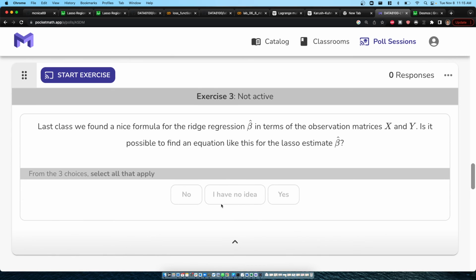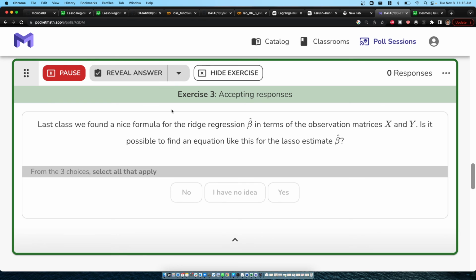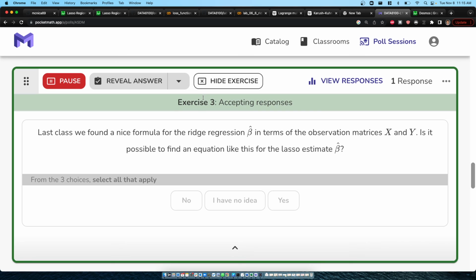So last class we found a nice formula for the ridge regression in terms of x and y. Is it possible to find an equation like this for the lasso estimate? So last class we had this equation. It was x transpose x plus beta times the identity matrix, inverse, times x transpose y. And we derived this last class. And it's a really nice formula because it just involves linear algebra and inverses, and we talked about how adding beta actually makes the inverse better. Could you do something similar for the lasso? So yeah, give me your best guess, yes or no?